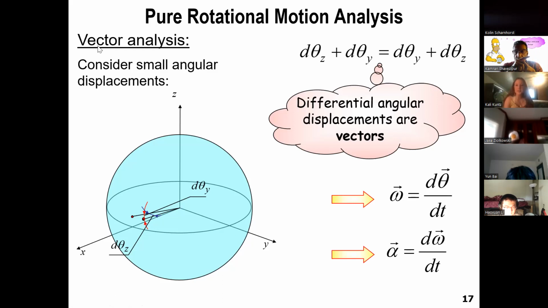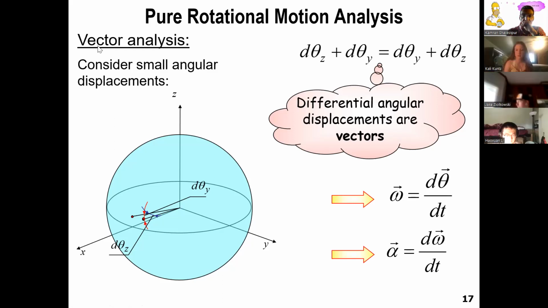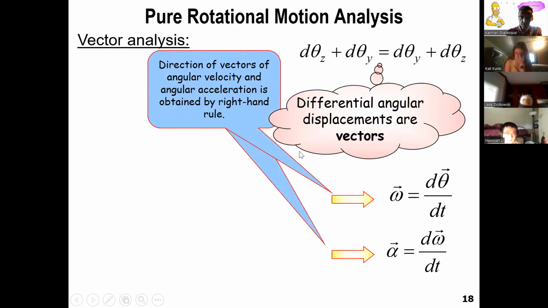Now, every vector has two parameters to know it. The first one is the magnitude. The second one is the direction. From the magnitude, you can get how much theta changes over time. You can get the function. How about the direction? For the direction, because this is a convention, it's not like a real vector. We define them to be vectors. We use the right-hand rule. Do you guys know what the right-hand rule is?